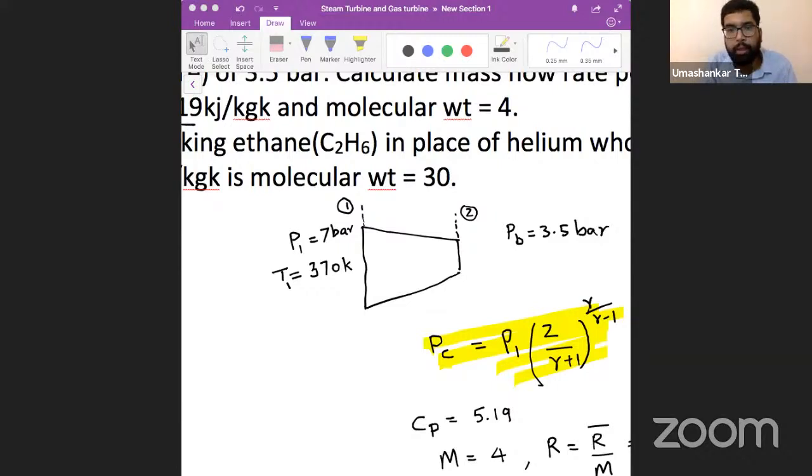So in the second case, what is happening? In the second part, you can solve the second part of this.